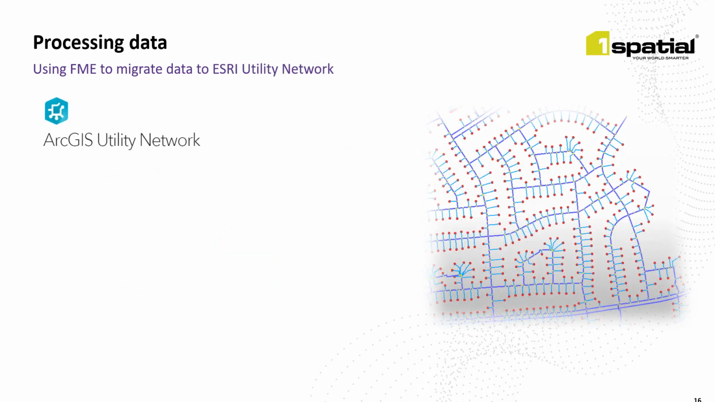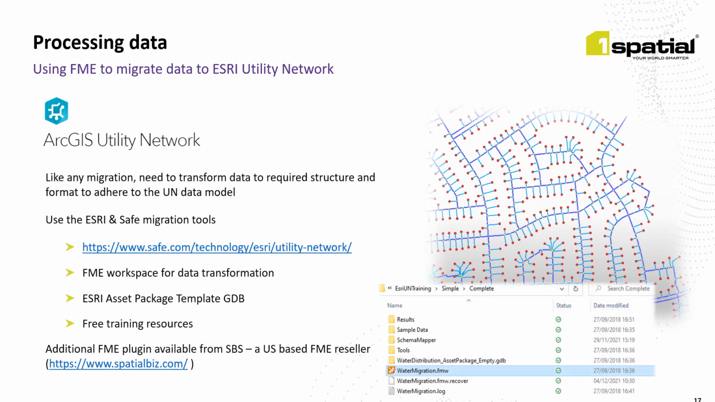And one migration path that's particularly relevant in the water sector at the moment is moving your data holding to the new Esri utility network model. And FME can, of course, help you achieve this. Just like any other migration, you need to transform your data to the required structure and adhere to the rules of the target model. So Esri and SAFE have worked together to build some tools to help you do exactly that. They are freely available and you can get them from the SAFE website.